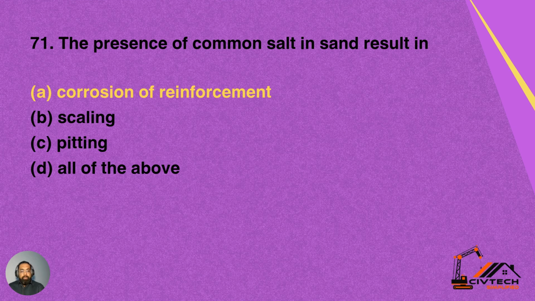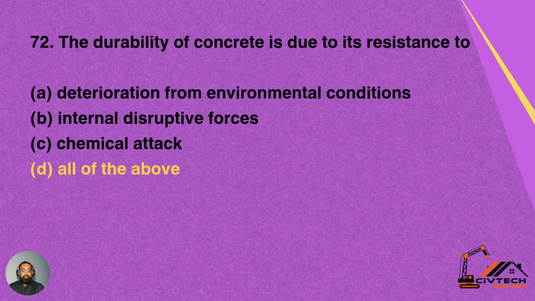71. The presence of common salt in sand results in option A corrosion of reinforcement, option B scaling, option C pitting, option D all of the above. The presence of common salt in sand results in option A, corrosion of reinforcement. It increases the corrosion effect over the reinforcement. Option A is the correct answer for this question.